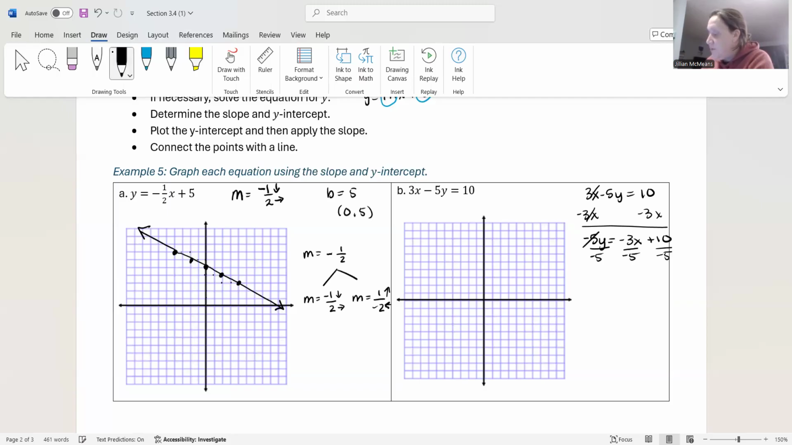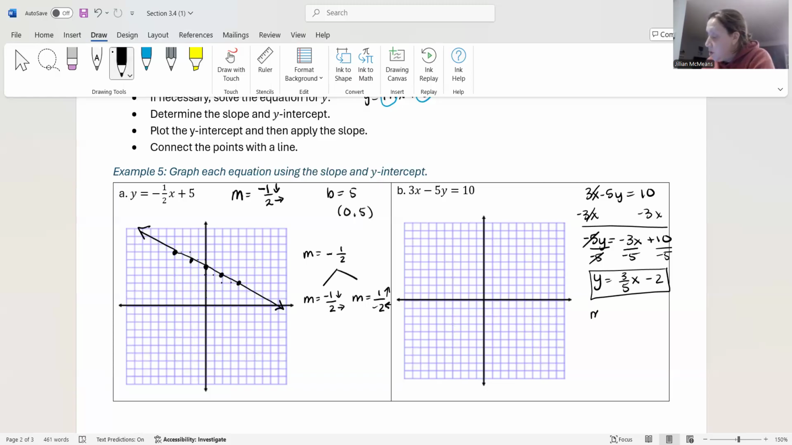So negative 5 divided by negative 5 is just 1, and then 1 times y is y. Negative 3 divided by negative 5, don't write that as a decimal. Leave it as a fraction. Just simplify your sign. So I'm going to think of this as 3/5 x. And then 10 divided by negative 5 is negative 2. So this right here that I've just put a box around is the exact same thing as what we started with. It's the same line as 3x minus 5y equals 10. It's just in a format that's easier for us to use, okay?